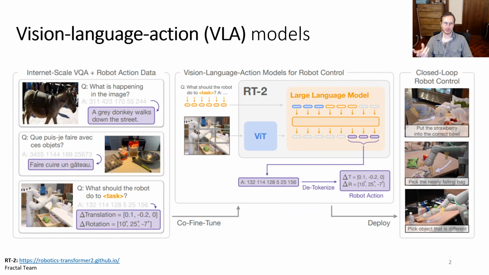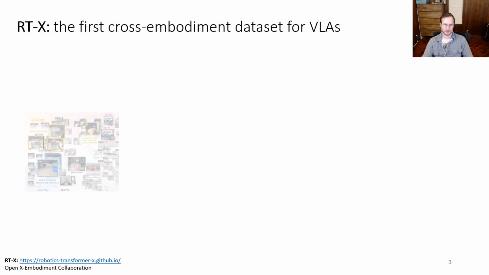Now, the earliest VLAs, like the RT2 model illustrated here, framed robotic control essentially as a kind of question-answering problem, where the question was the instruction to the robot, and the answer was a sequence of numbers representing the actions that the robot should take to carry out that instruction.